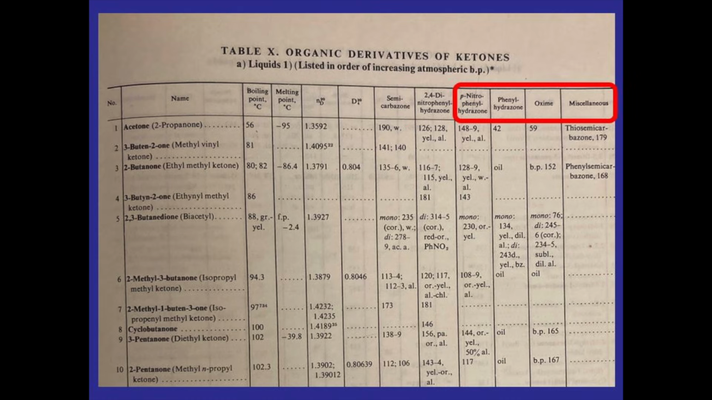And there are other derivative tests that could be done as well, but these tables were compiled so that when analyzing some compound like cyclobutanone, you could take its boiling point and then take the melting point range of its hydrazone derivative as a second way to characterize and confirm that you did actually have that ketone.